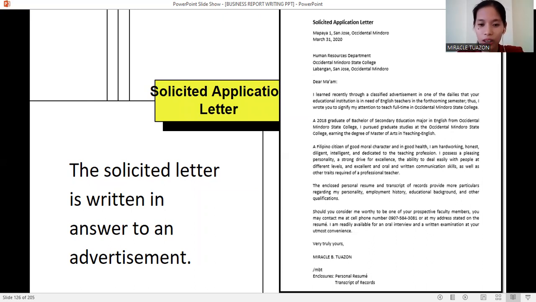So in addition, the enclosed personal resume and transcript of records provide more particulars regarding my personality, employment history, educational background, and other qualifications. On the last paragraph here, should you consider me worthy to be one of your prospective members of the staff? So you may contact me at cell phone number, write the number, and or at my email address.